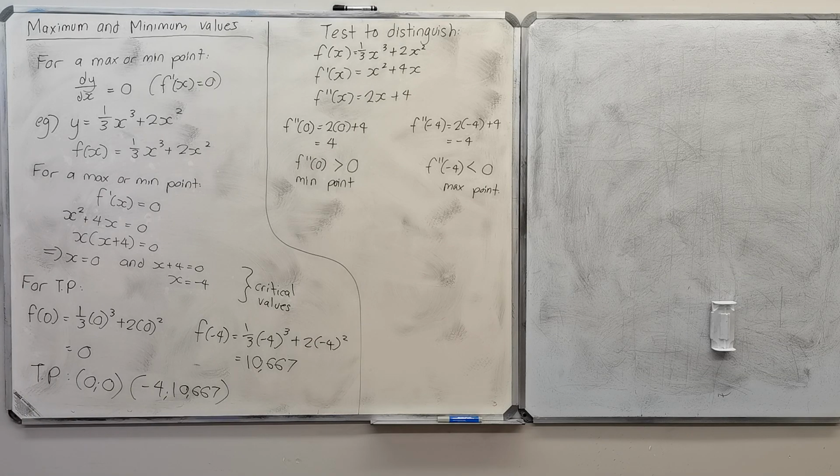But now how do I know which one is the maximum and which is the minimum point? I do a test to distinguish them. The test is you work out your double derivative, your second derivative. If the number you obtain when you substitute an x value into it is less than 0, you end up with a maximum point. If it's greater than 0, you end up with a minimum point. Do you understand what I did here? As much as it's confusing, you can understand.